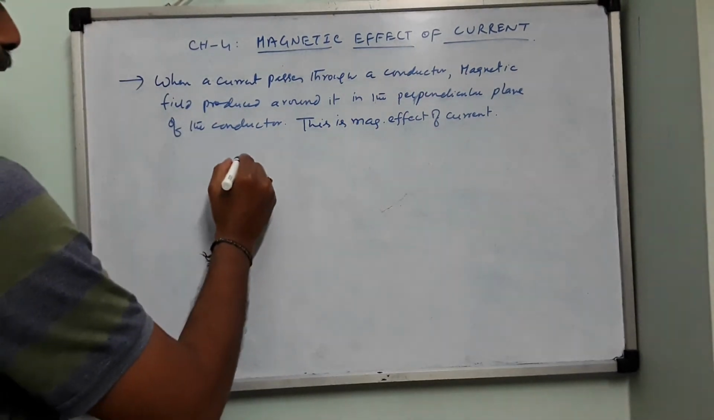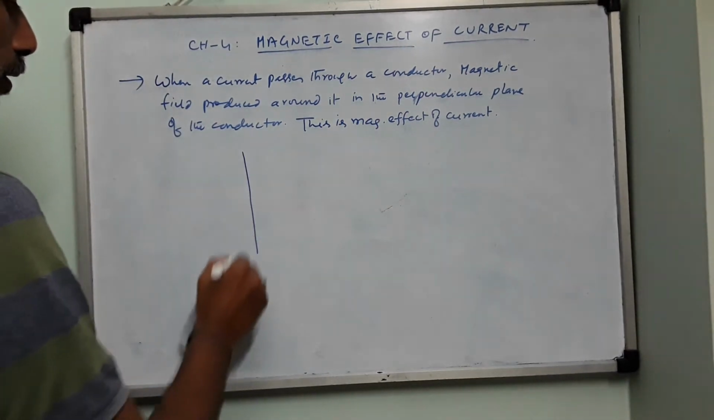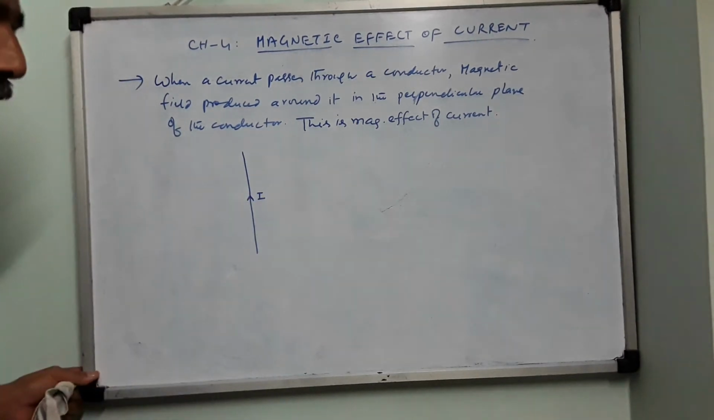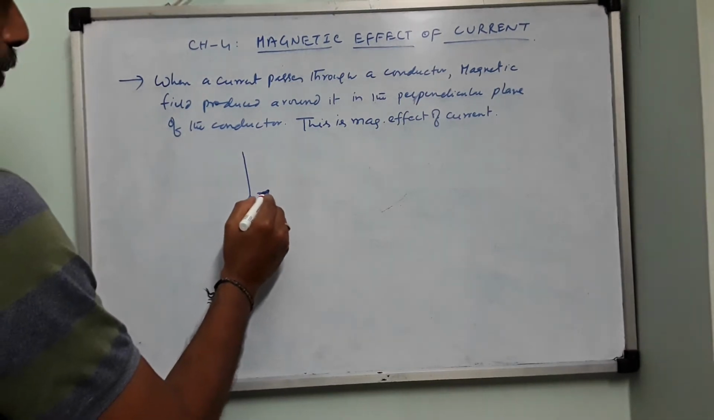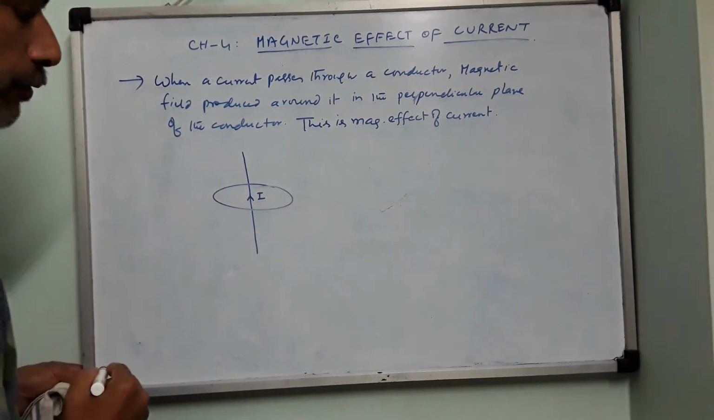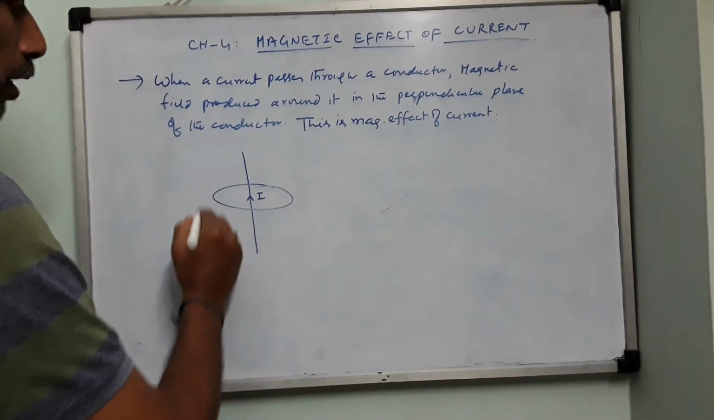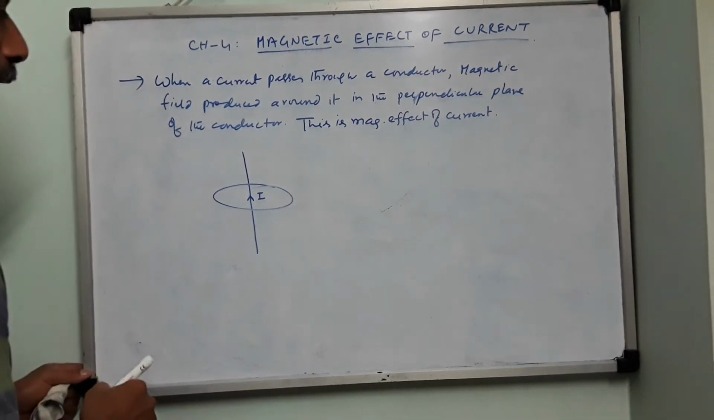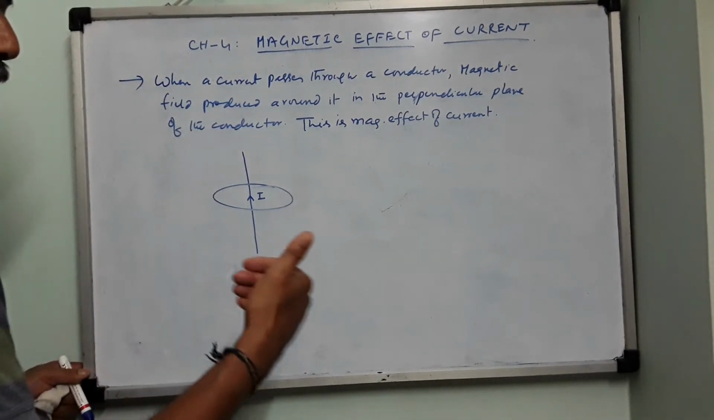Now suppose here is a conductor and we are passing current upwards like this. So around this there will be a magnetic field according to Oersted's observation. This circle is in the horizontal plane and the wire is in the vertical plane. Now the direction of magnetic field will be given by the right hand thumb rule.